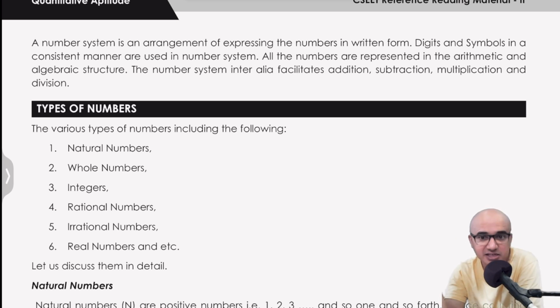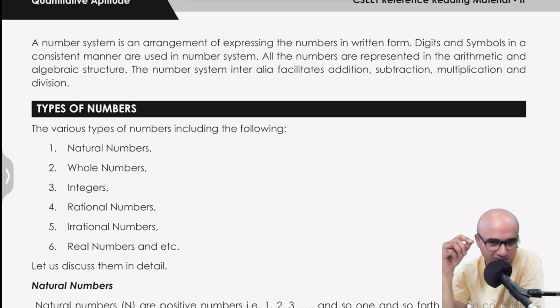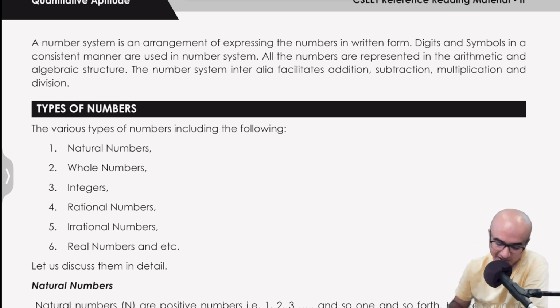Whether you are adding, subtracting, multiplying, or dividing, the structure of the number system allows for systematic and consistent computation. It will never deviate. No matter who calculates, the answer will still be the same because we are working based on a set, predefined system. Okay. So that was the introduction. Now let us look at the types of numbers.